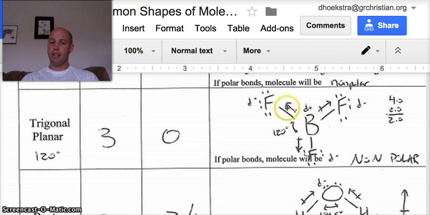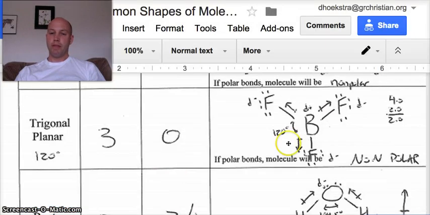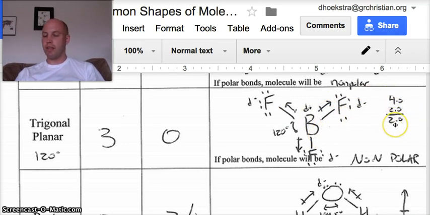Those bonds, since they're all at 120 degrees, those poles are going to cancel out. And even though the bonds are polar, the molecule overall is going to become nonpolar. Once you have your structures drawn, once again, don't forget to figure out your bonds. You can see on this example, that's a very big difference in electronegativity. Really, really close to being ionic, yet they still just managed to pull off the sharing. So don't forget to add your partial negatives and partial positives.